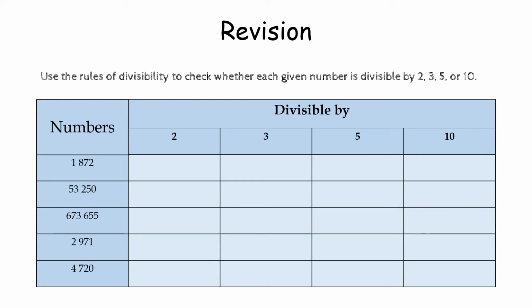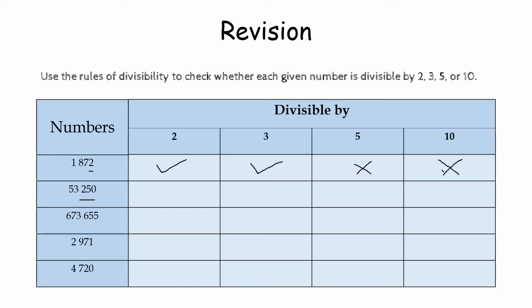Okay, I've taken this question from your book on page number 23. Now we will see whether these numbers are divisible by 2, 3, 5 or 10. Let's do the first one, 1872. We know the divisibility rule for 2. The last digit is 2, so this number is divisible by 2. For 3 we have to take the sum of all digits, which is 18, which is divisible by 3. So this number is also divisible by 3. But it is not divisible by 5 and 10 because the last digit is not 0 or 5.